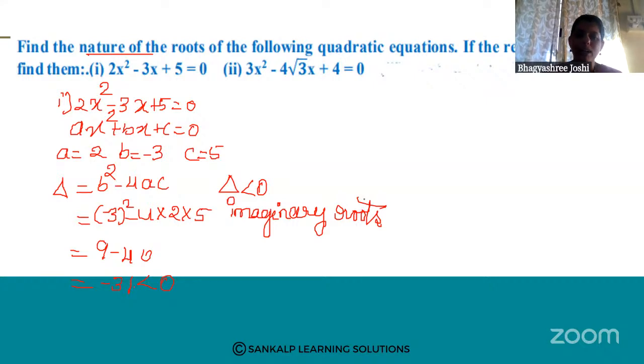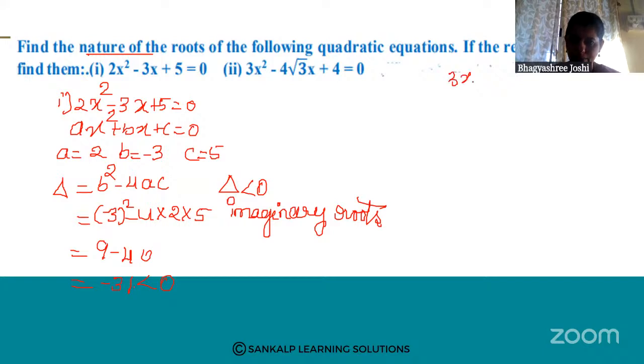Right? Okay, next. If you get imaginary roots, then there is no need to find out the other roots because there is no existence of real roots. They are imaginary roots. So we are not going to find any roots here.